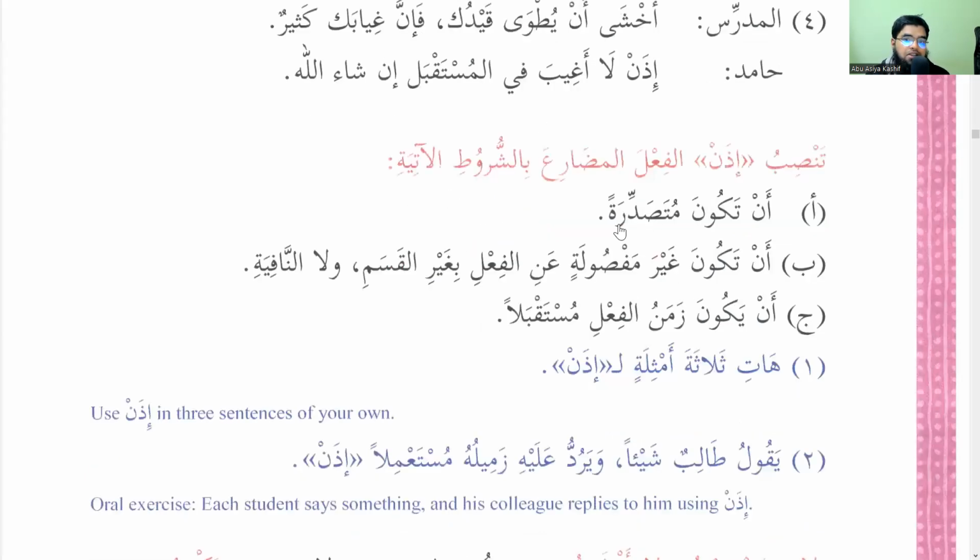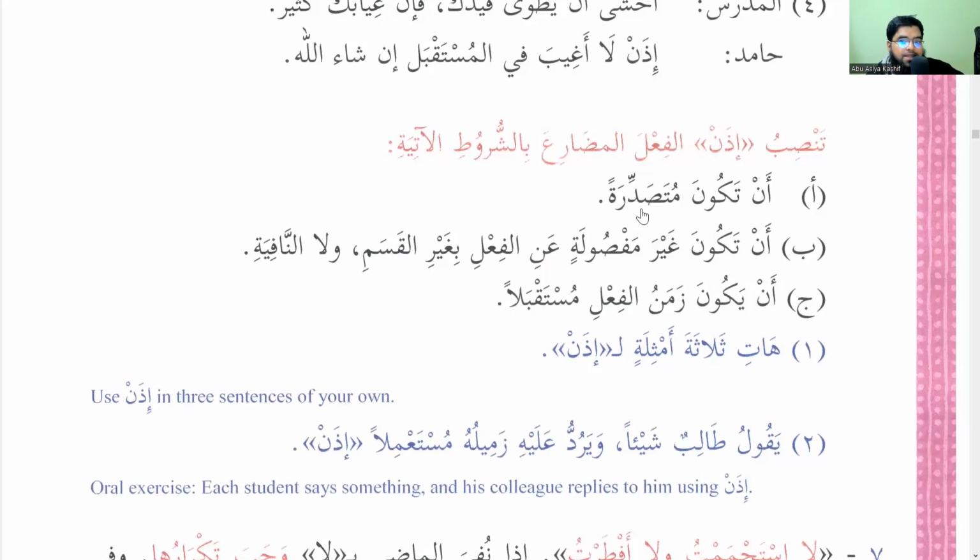أن تكون متصدرة. تصدر يتصدر is from 5 again, to be first. That should be first. متصدرة, it should come in the first. Sadrul kalam. It should come in the beginning. So first condition is it cannot come second. You have to have it first.